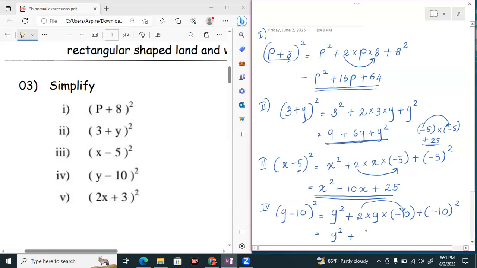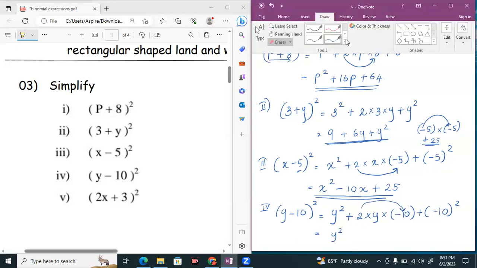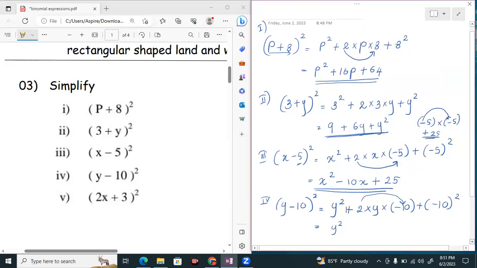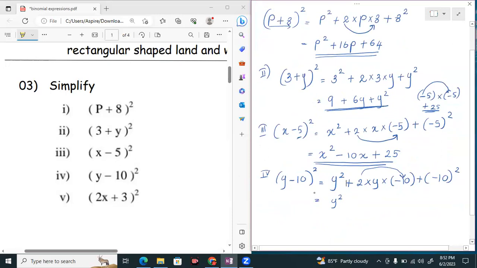Then y squared add 2 times minus 10, that means it should be minus 20y. Here minus 10 squared, that means it is 100. So y squared minus 20y plus 100.